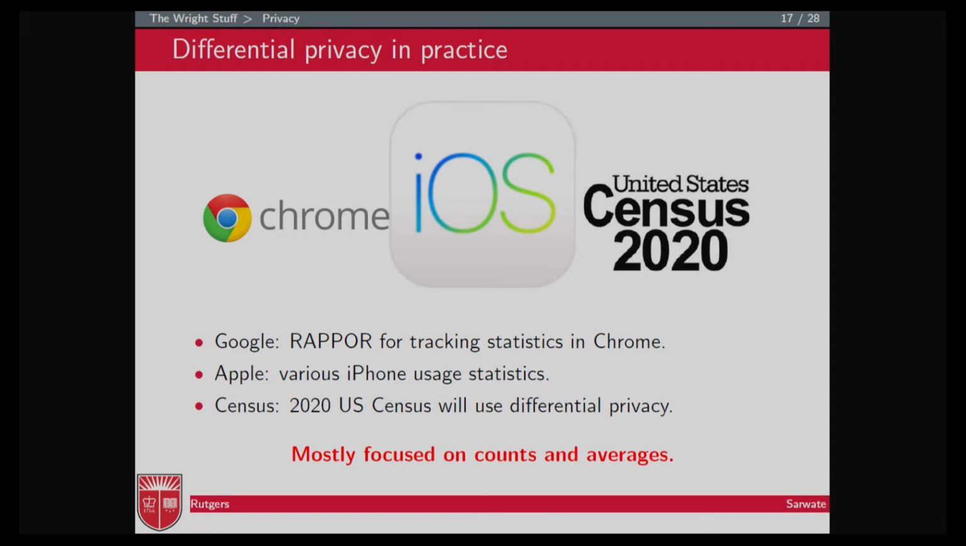So where is differential privacy being used in practice? A couple of implementations. One is Google trying to track some statistics from Chrome users, and then Apple has famously announced that they were putting differential privacy into iOS. Yeah, and nobody knew what that meant. But we have a little better sense of what that means now, thanks to some reverse engineering. And then the census is, famously, going to be using differential privacy for the 2020 census. So that's exciting. But most of these things focus on counts and averages, very simple statistics, not linear regression.